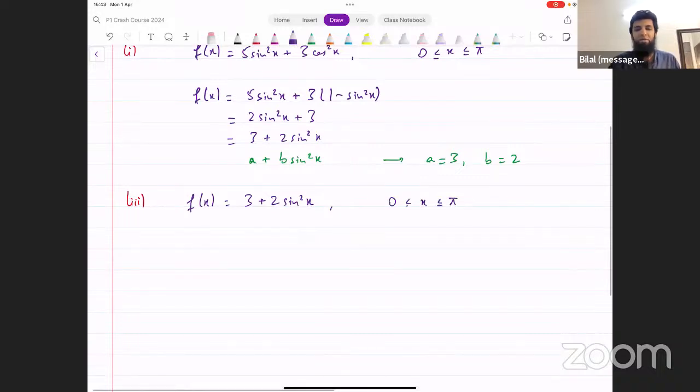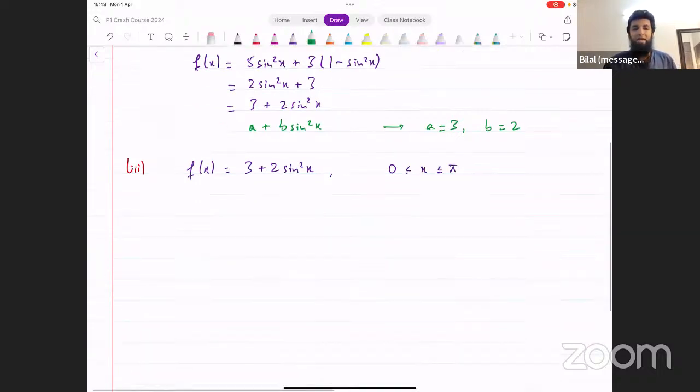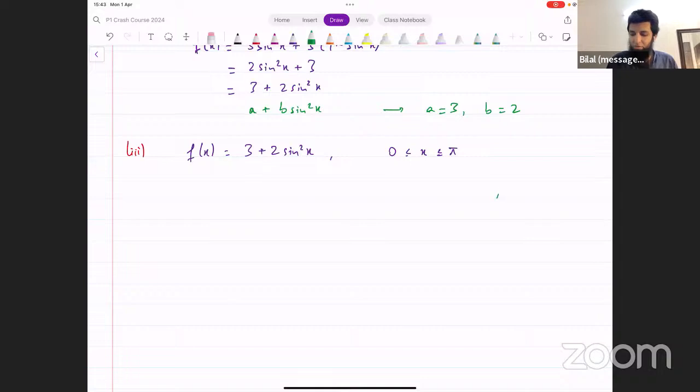Now let's start with thinking of sine x. How does the graph of sine x look? The sine x graph goes from 0 to 1, then back to 0, and then to minus 1, and then 0, like this. Which part of this function is valid? Only from 0 to pi.